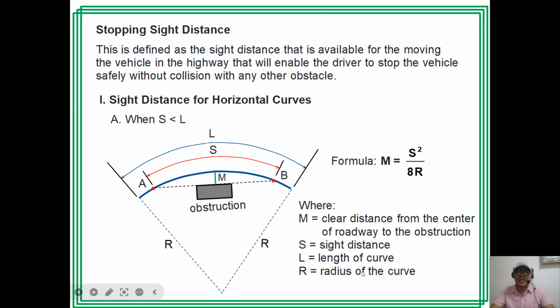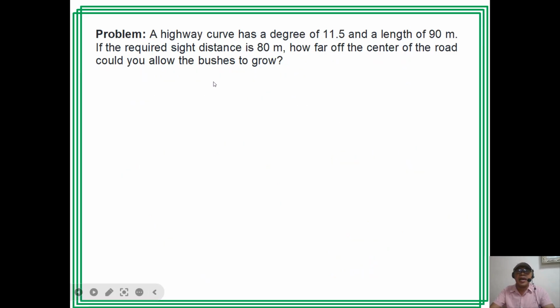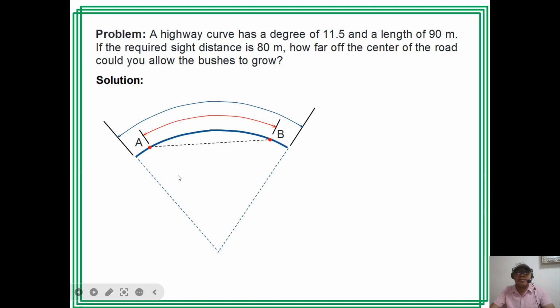So we have here the notations used in the formula. M is the clear distance from the center of roadway to the obstruction here. S is the sight distance, L is the length of the curve, and R is the radius of the curve. So, problem: a highway curve has a degree of 11.5 and a length of 90 meters. If the required sight distance is 80 meters, how far off the center of the road could you allow the bushes to grow?